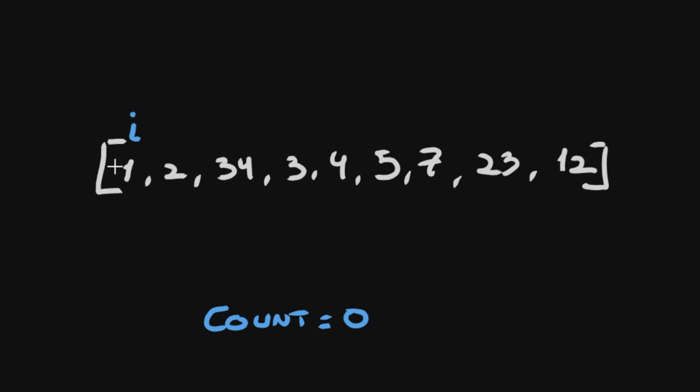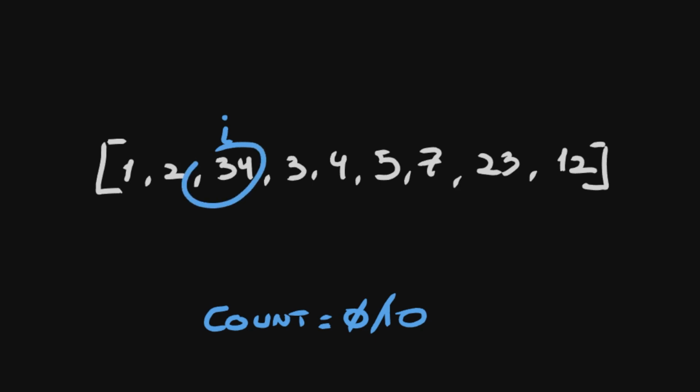So 1 is odd, so every time we find an odd number we add 1 to the count. So now the count is 1. Now the I pointer is here and 2 is even, so every time we find an even number our count will be 0 again. Because remember we are trying to find 3 consecutive odd numbers. So now we update I.